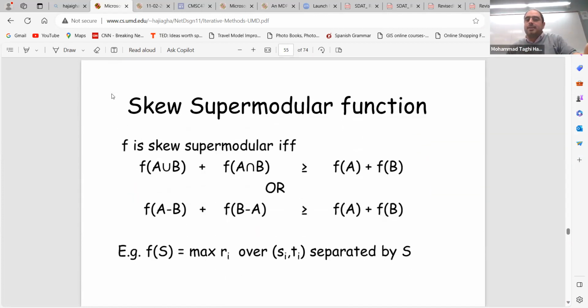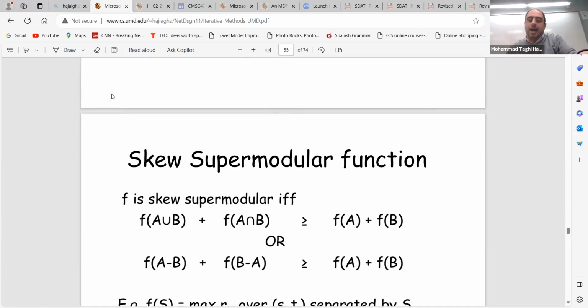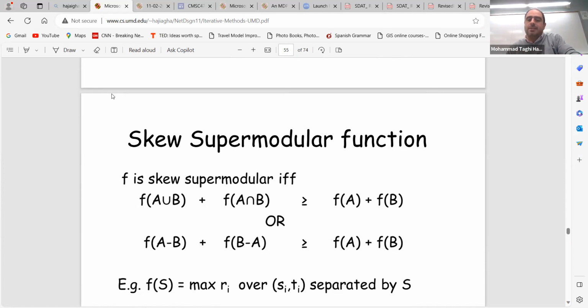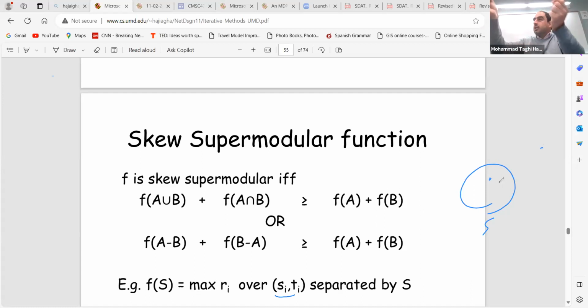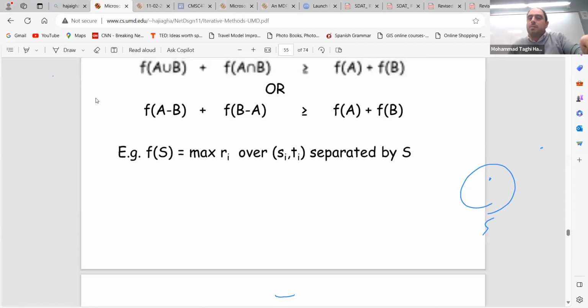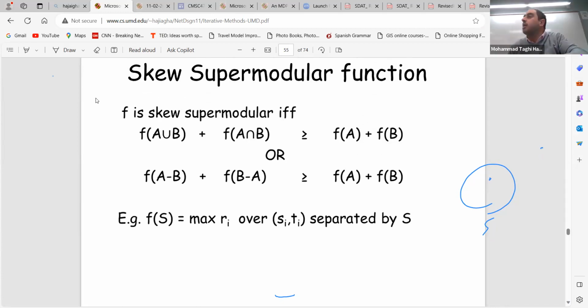The idea is very similar to what he's doing. He's essentially saying that we had a supermodular function; here he says that this function that I have, what is this function? This f of S. Consider any set S. f of S is defined as the maximum r_i over all s_i, t_i pairs that are separated by S. Consider all pairs that are separated by S; what is the maximum r_i for them? If you define f of S this way, you can say that it is skew submodular. Skew submodular means that either this submodularity or this one is satisfied. One of them is satisfied. Good. Both of them are integer.